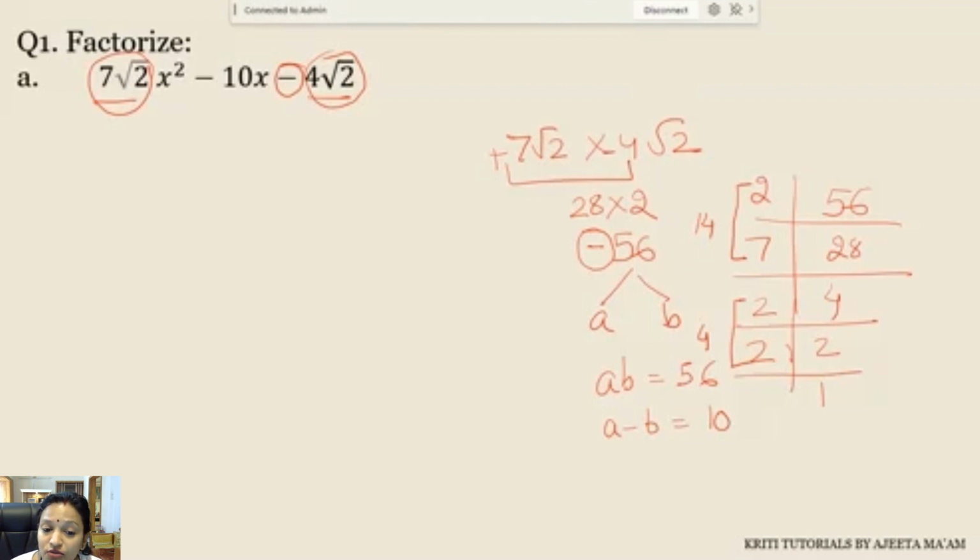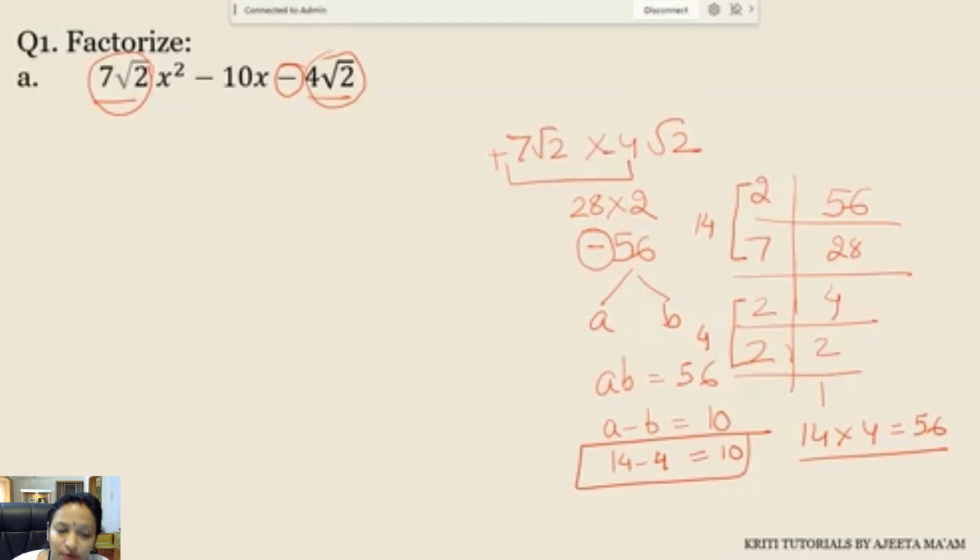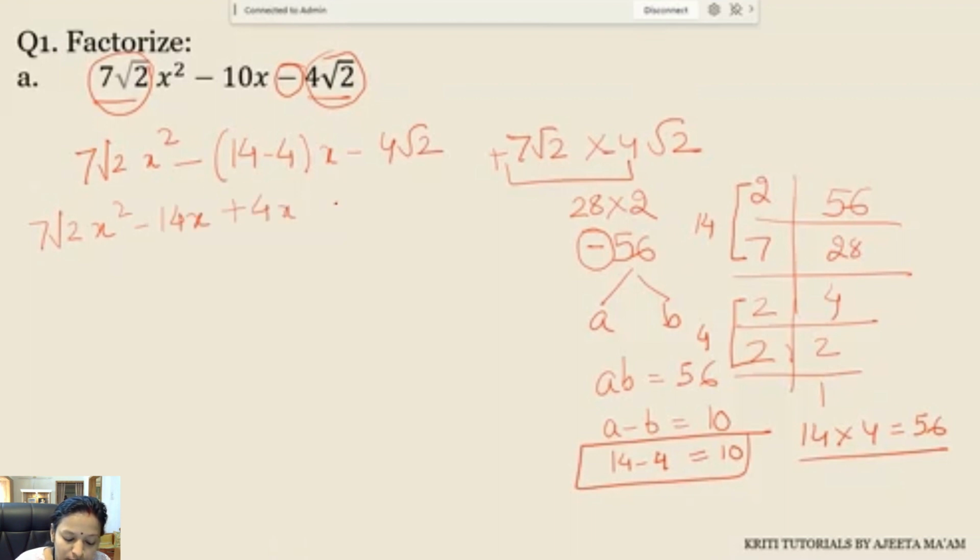This is a very easy way. So 14 minus 4 is 10, right? And 14 into 4, if you do, that is 56. So it's a very easy way to do the middle term splitting. Now we can write here 7 root 2 x square minus, and in bracket you can write 14 minus 4, x minus 4 root 2. So what will you get now? If you open the bracket, minus 14x and minus minus plus 4x minus 4 root 2.